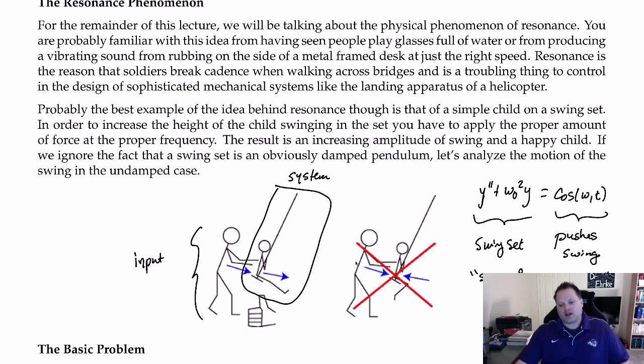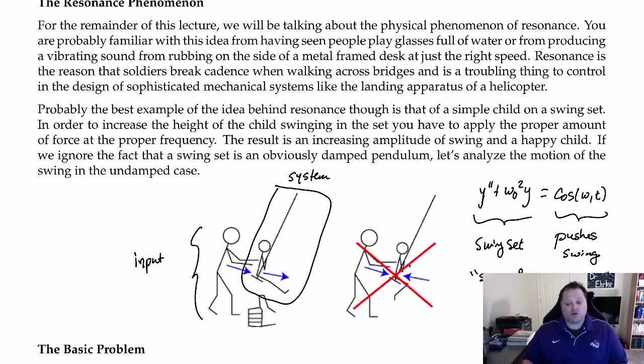If, on the other hand, I try to push you as you're coming back toward me, then that's a destructive form of interference, which would then ultimately decrease the amplitude of the resulting oscillation. So we have two different possibilities here. We have a constructive interference input, which is going to increase the amplitude of the oscillation, versus a destructive interference input, which would decrease the resulting amplitude of the oscillations.